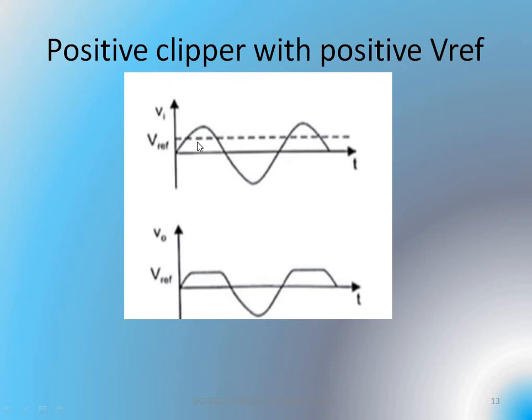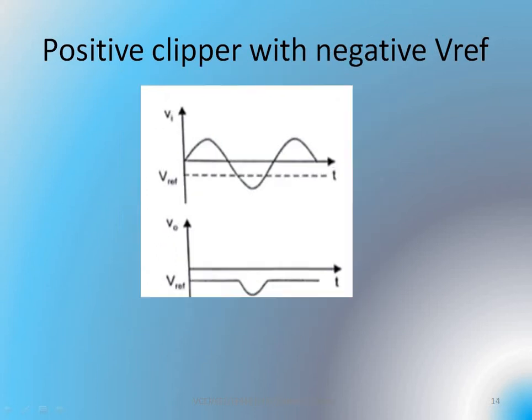So whatever you have with respect to V reference, that value will be transferred here. So this is what you have found. To be simple, I can say that the value below the V reference you can find at the output terminal. Value above the V reference will be removed or clipped off. And this circuit is a positive clipper with a positive reference.